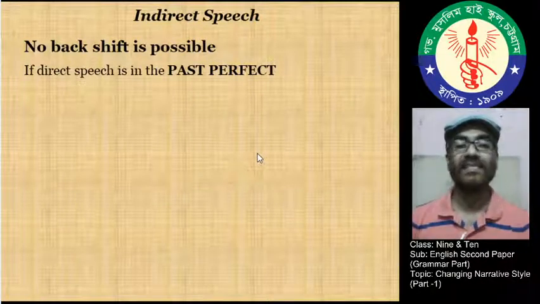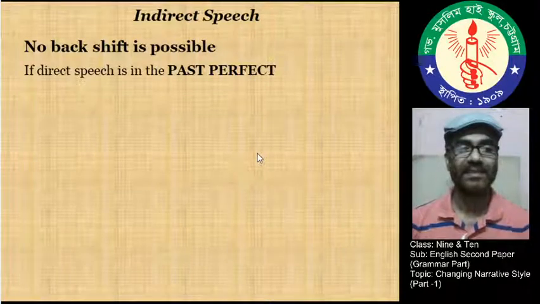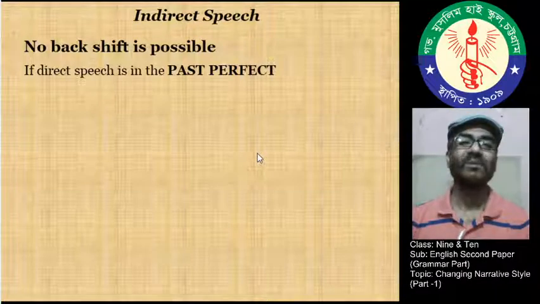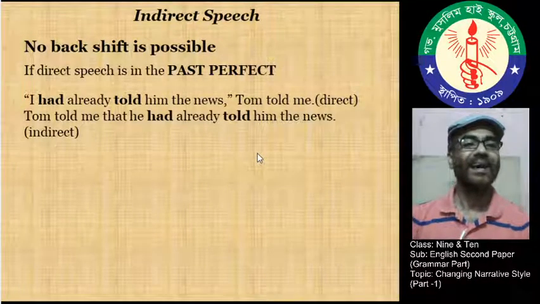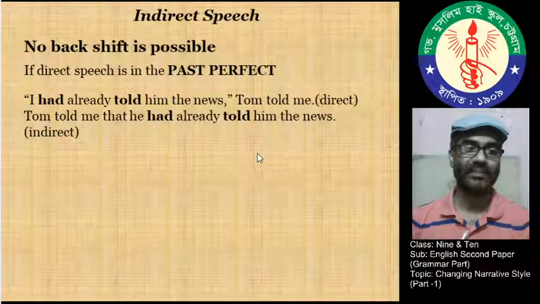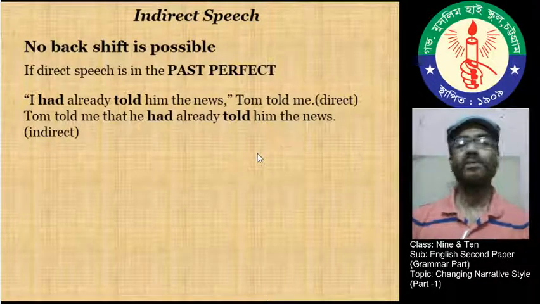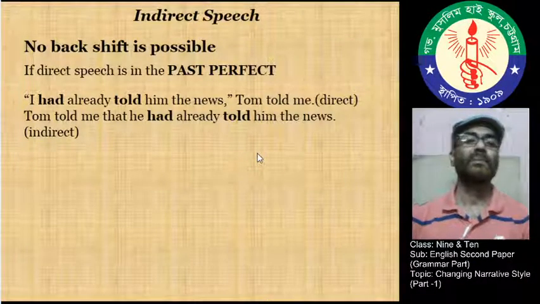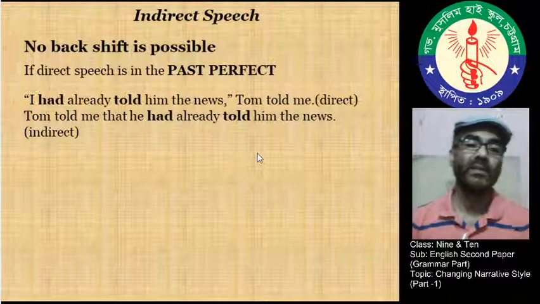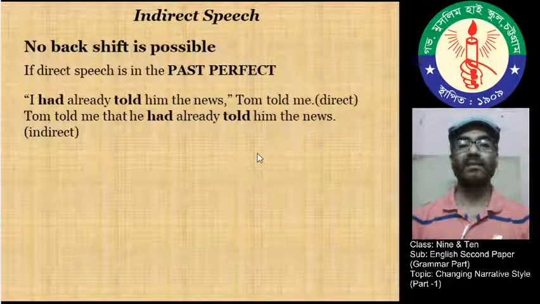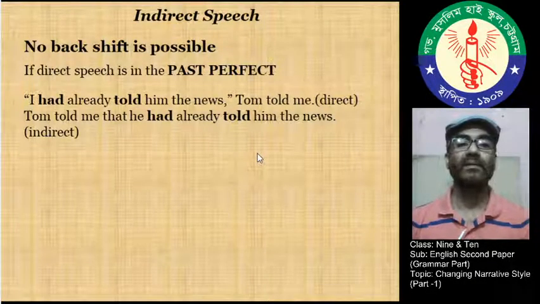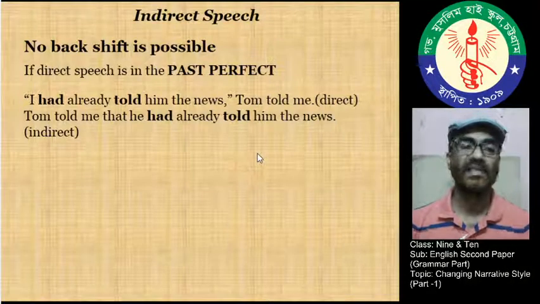If direct speech is in the past perfect, there is no backshift. That means you don't need to go back. Tom told me, "I had already told him the news." In indirect speech: Tom told me that he had already told him the news. So past perfect remains past perfect: had already told. Here only the subject or the pronouns are changed, but the tense didn't.